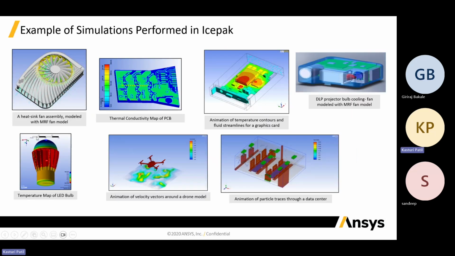These are some other examples. In the first figure, a heat sink for a fan. The second figure shows a thermal conductivity map for a PCB. The third figure shows the temperature contour and fluid streamlines for graphic cards. The next one is an LED projector bulb cooling fan model with an MRF fan model. The next example is an LED bulb, showing temperature, and this is the animation of velocity vectors around the drone model. And in the last figure, we can see the animation of particle traces through a data center.